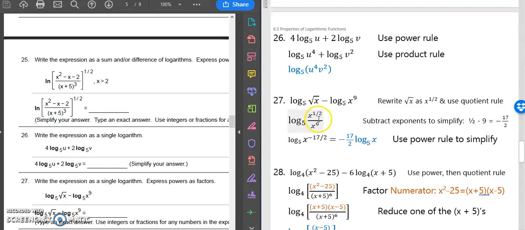And then here we can apply the exponent rules for quotients. It says when you divide with the same base, you can subtract the exponents. So we're going to be doing 1/2 minus 9, and that will leave us with negative 17 halves. So we'll have log base 5 of x raised to the negative 17 halves. And then now we can apply the power rule. We can take this exponent and move it down in front. So we'll have negative 17 halves times log base 5 of x as our final answer.